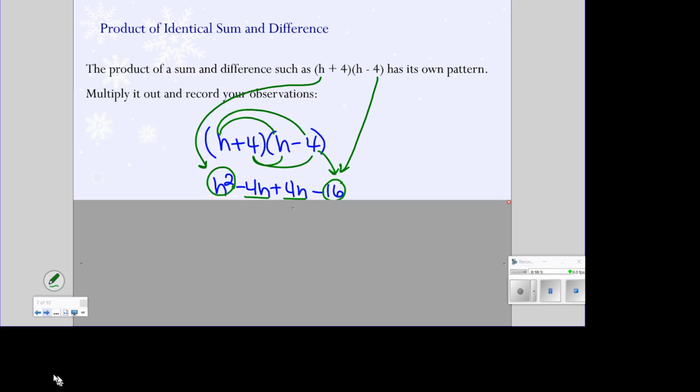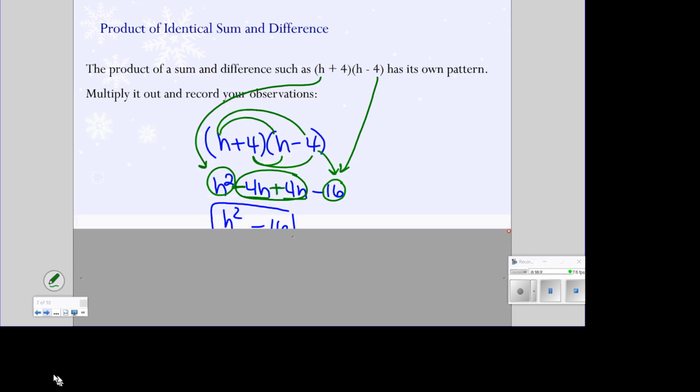In the middle, the difference is this one gives a minus 4h and the other one's a plus 4h, meaning that when you combine these like terms, they go away. They cancel each other out. They become 0. Negative 4h plus 4h is 0. And you're only left with h squared minus 16. Do pay attention to the minus.